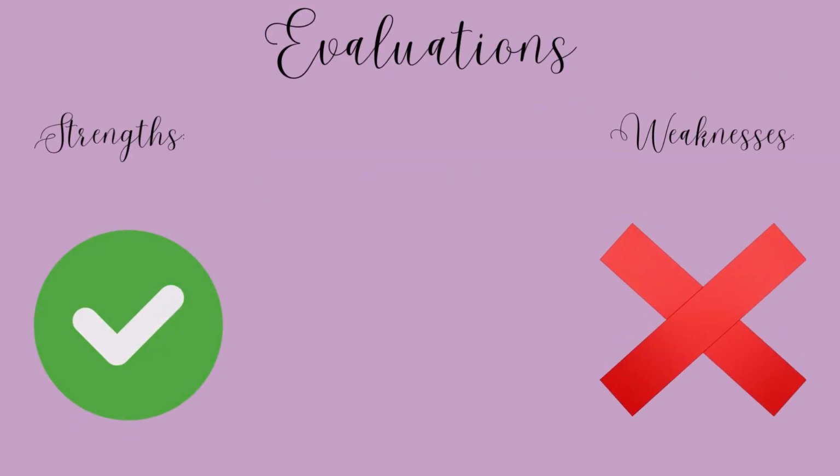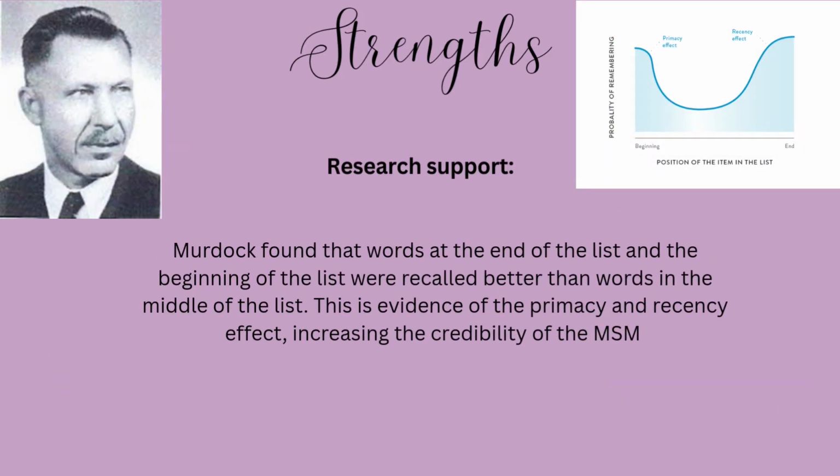Now that we've finished the theory, let's move on to the evaluations and review the advantages and shortcomings of the multi-store model of memory. One of the major strengths of the multi-store model of memory is that it has research support. Murdock found that words at the end of a list and the beginning of a list are recalled better than words in the middle of a list. This refers to the primacy and recency effect.